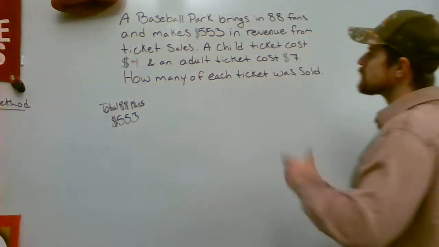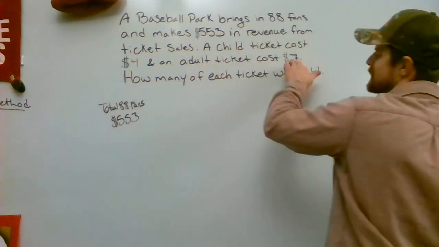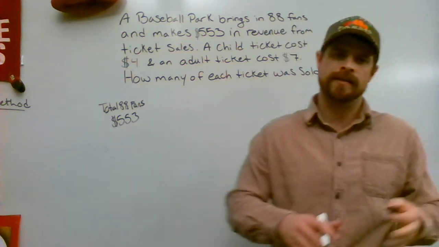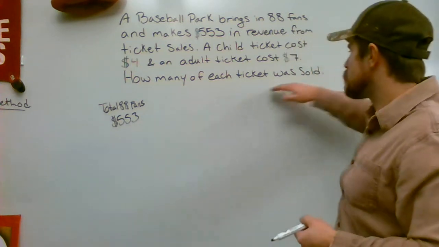Okay, let's read on. A child ticket costs $4 and an adult ticket costs $7. We're now talking about two separate things. We got children tickets and adult tickets, both with different values. Okay, how many of each ticket was sold?